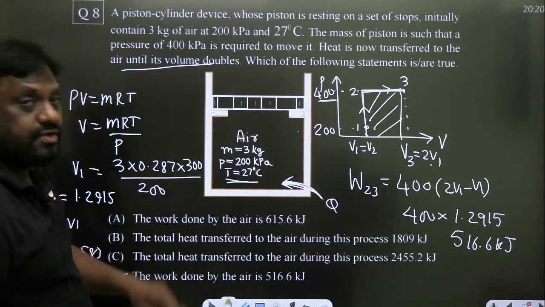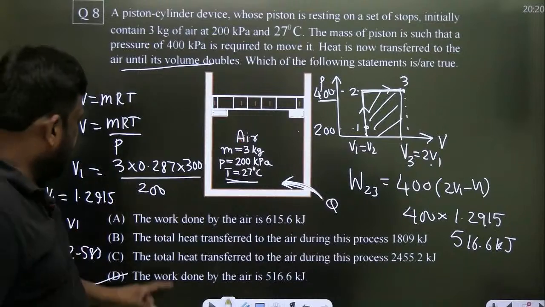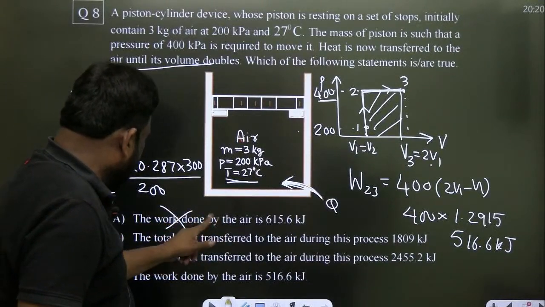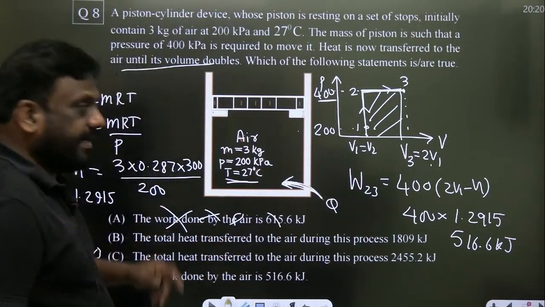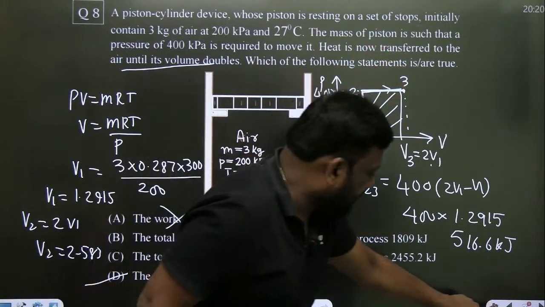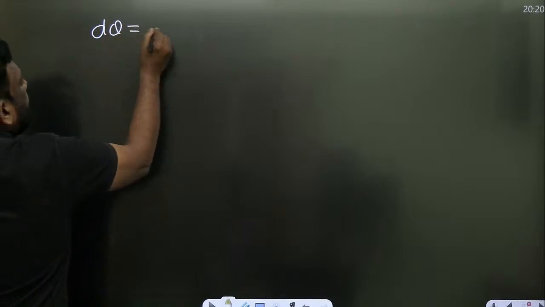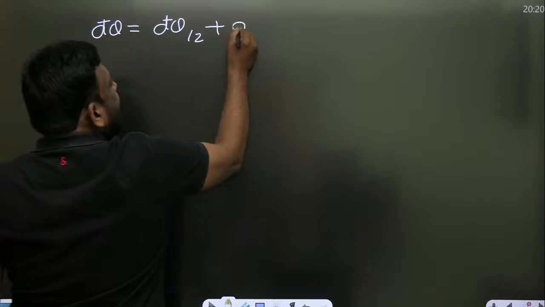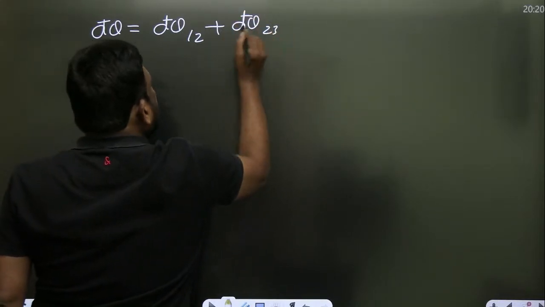But the question is not over, sir. It is an MSQ. Work done by A is wrong. This is wrong. Now he is asking the total heat transfer. Total heat transfer means heat transfer in this plus heat transfer in this. Let me do this. Total heat transfer is equal to heat transfer in 1 to 2 plus heat transfer in 2 to 3.